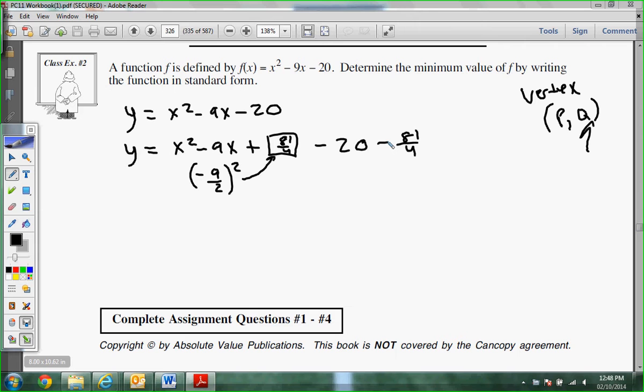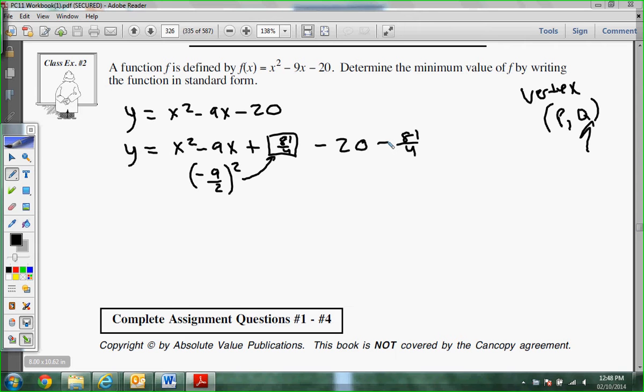Say that one more time, Eli. Right, and then every time we square something, it's always going to be a positive, so that thing you put on the outside is always going to be the negative of it. Yeah, but you'll never get negative 81 over 4 because we're squaring. So it'll always be minus. Does that make sense? Okay.